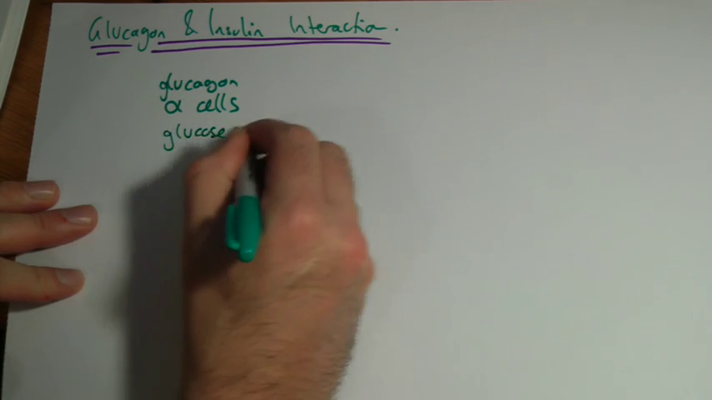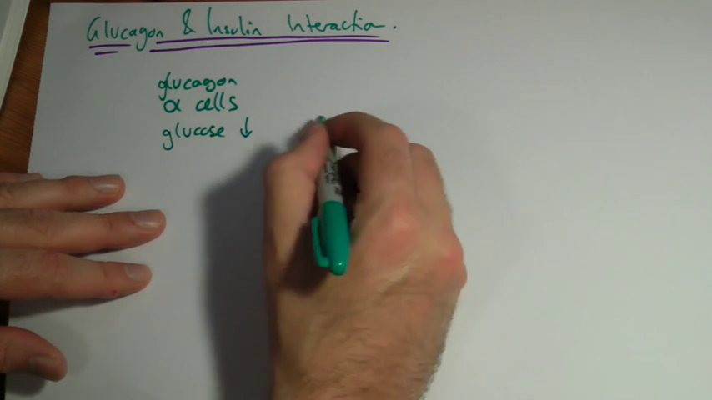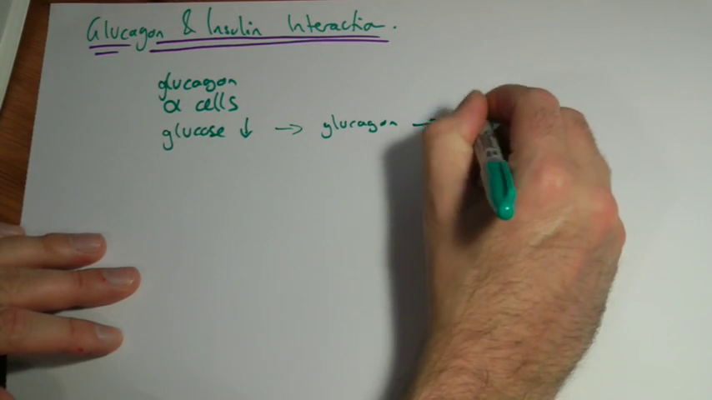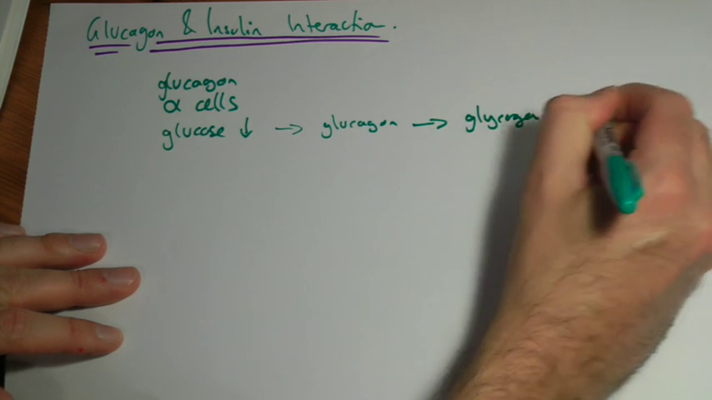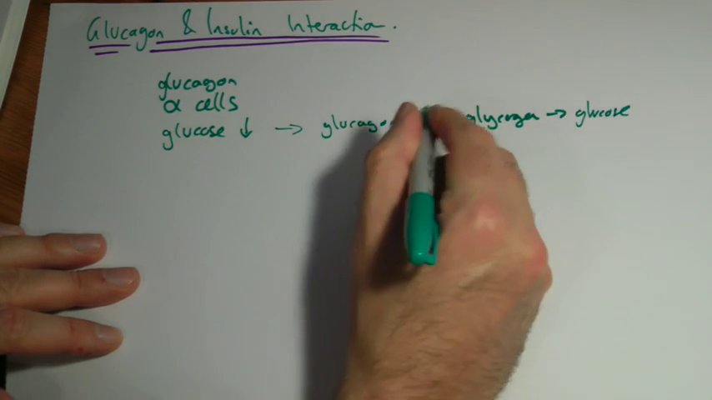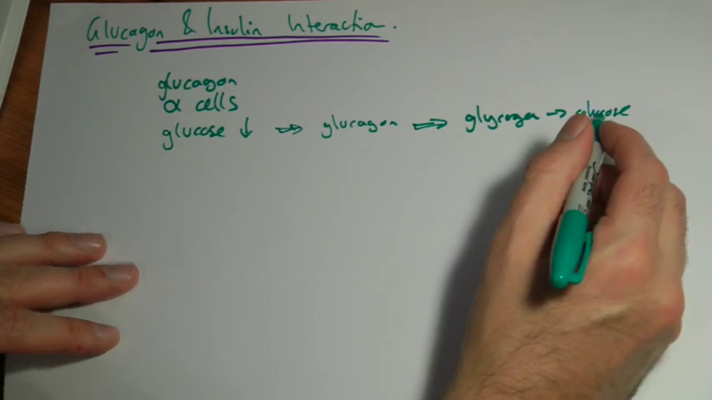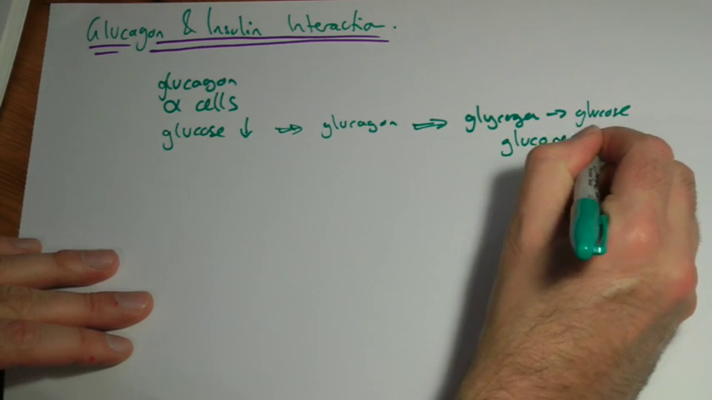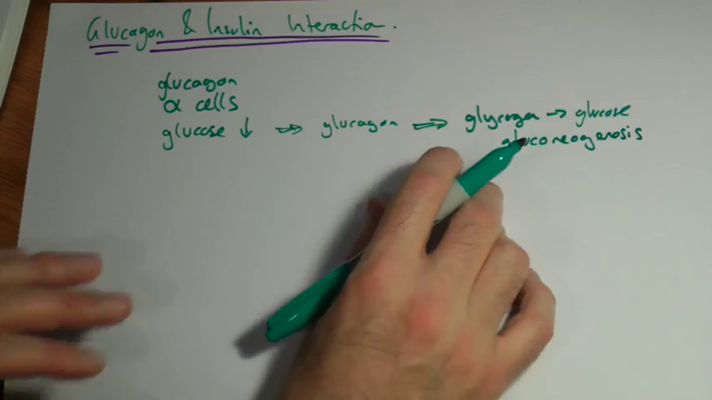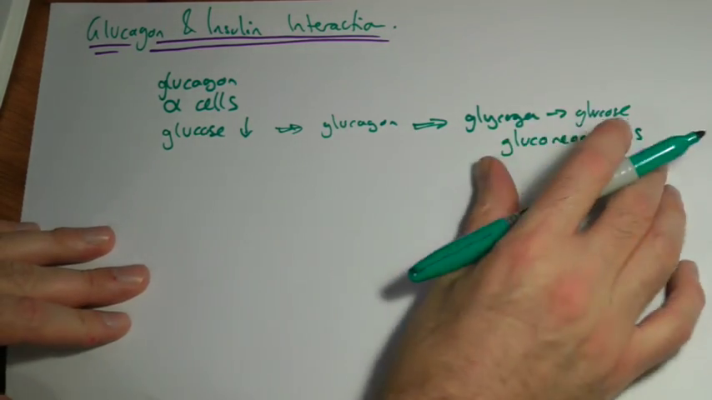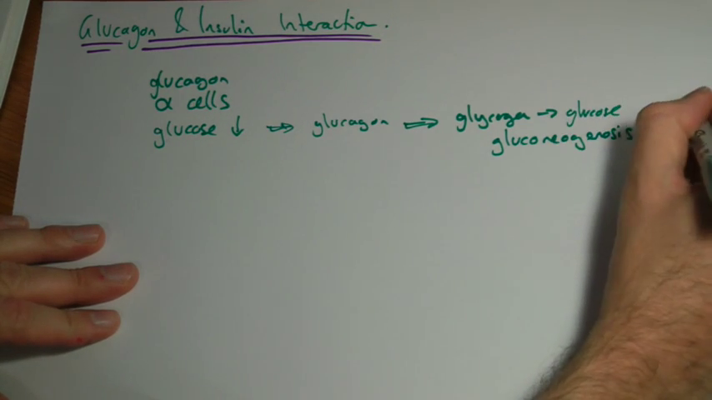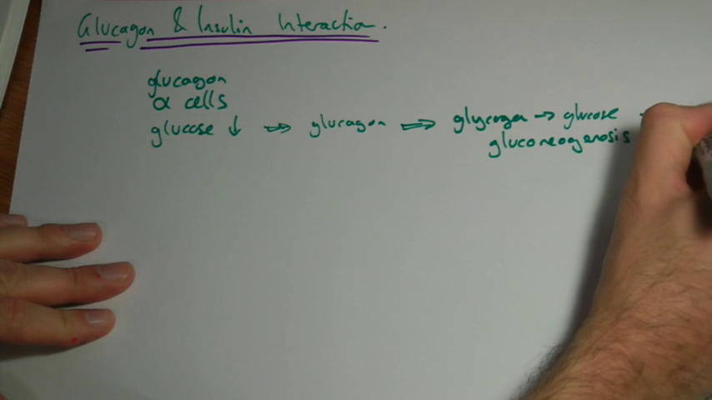So if glucose decreases, glucagon's released, excuse me, and this will promote the conversion of glycogen into glucose. Shouldn't have used the same arrow, should I really? Glycogen is converted to glucose, and of course also gluconeogenesis, making new glucose from simpler molecules, from things like fatty acids and so on, which will return the levels of blood glucose to the normal levels.